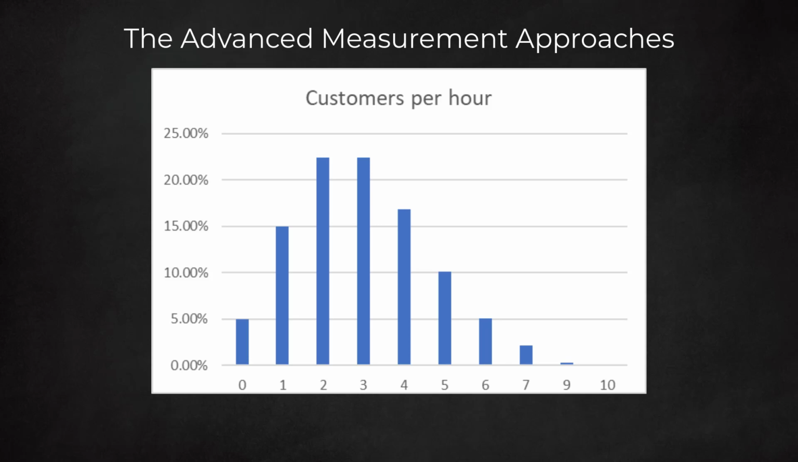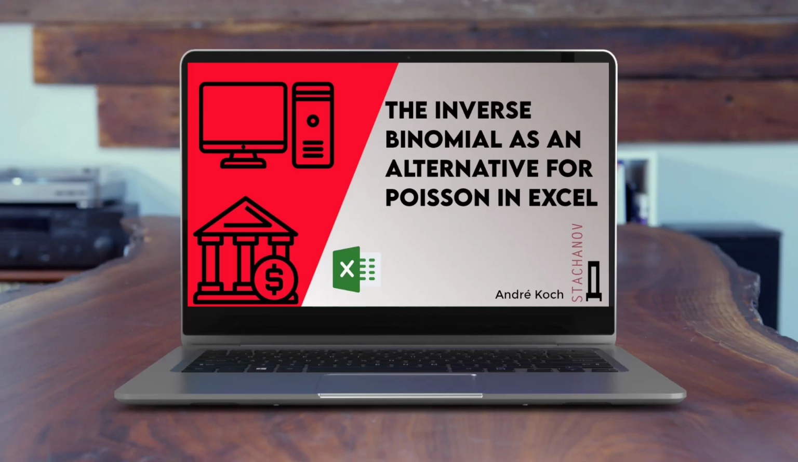Although Excel does have a Poisson function, it does not provide an inverse Poisson distribution. For our simulation we need an inverse function since we would like to generate random values for the loss event frequencies. An elegant way to circumvent this problem is to use the inverse binomial function. We have dedicated a separate video to this technique.